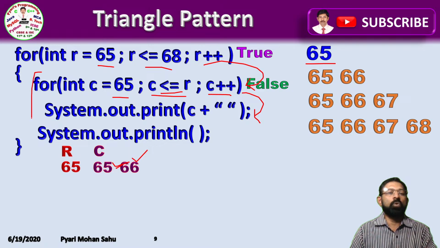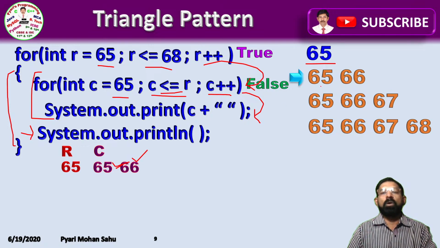I'm just putting a scope. I will come out of this loop, but I'm not outside this scope. Because of that reason, it will execute println, which will take the control to the next line. After that, it will move up and will execute R++. So R++ will make it 66. 66 less than equal to 68.